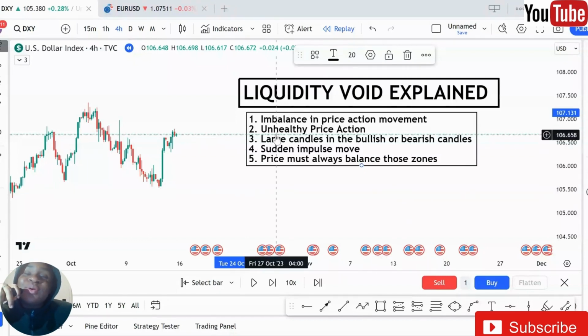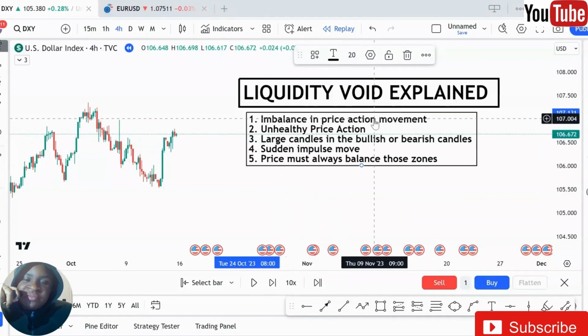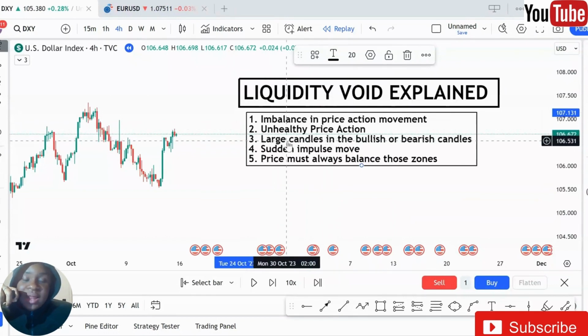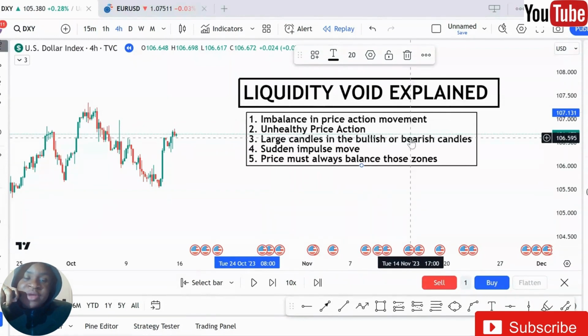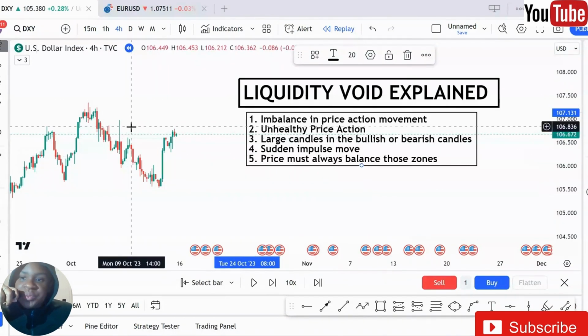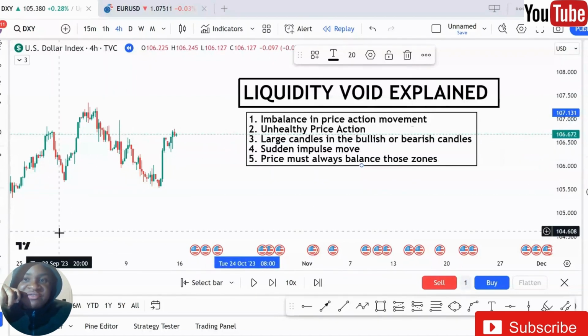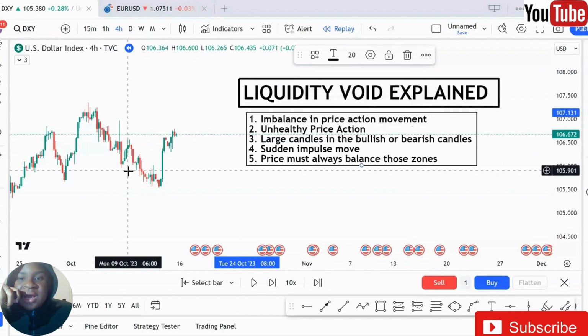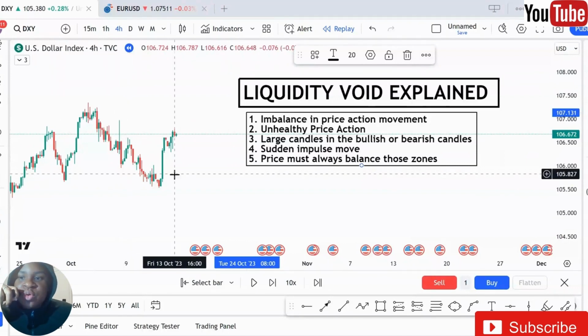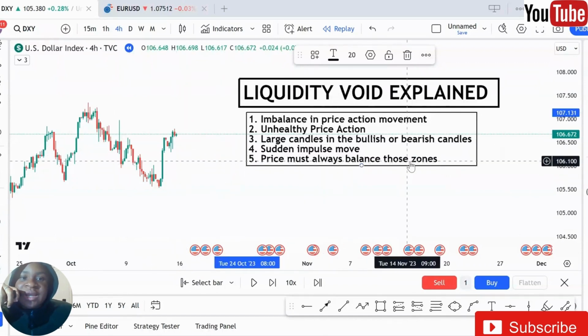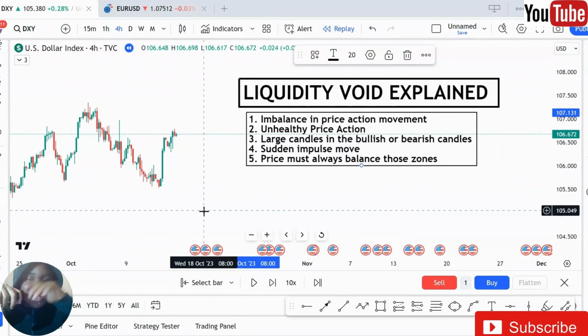Today's topic is liquidity void, which I'm going to explain in a very simple way. These are the points I could come up with on liquidity void. One, imbalance in price action movement. Two, unhealthy price action. Three, large bullish or bearish candles, depending on which candle has the impulsive move. A sudden impulse move, a very big move like a flash push, where the candle just goes upward in a buy with no coming back to fill some space. Price must always balance those zones. It's a must for price to always balance those zones.